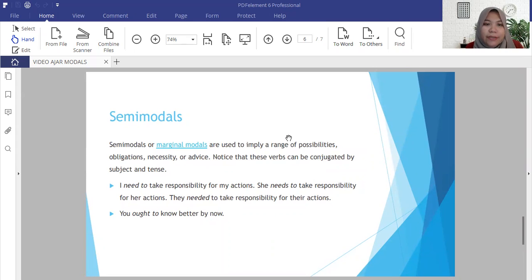I need to take responsibility for my action. If we use the third person, we need to add s after the word need: she needs to take responsibility for her action. They needed to take responsibility for their action. So it can be conjugated according to the subject and also the tense. You ought to know better by now.